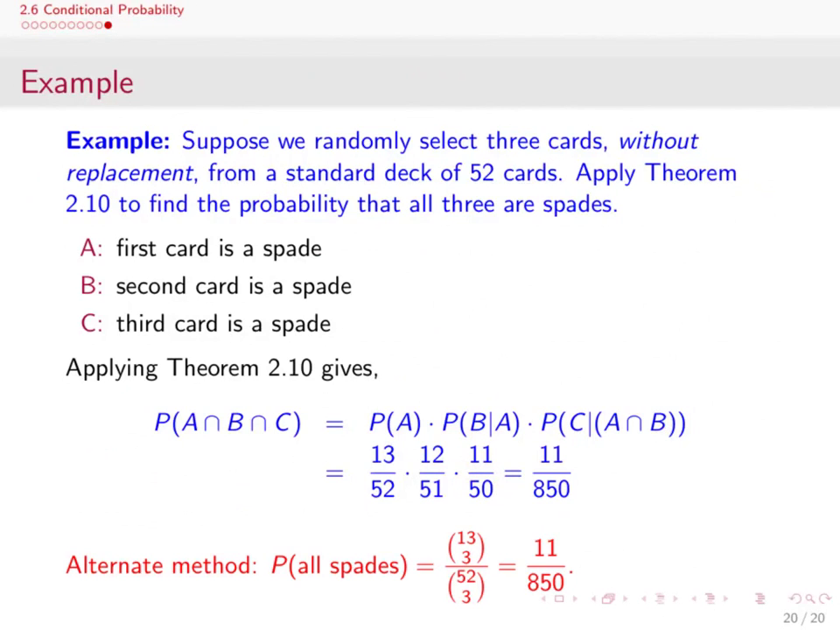Again, it's worth knowing that we could use an alternate method for this problem, the probability that all 3 cards are spades. We could use combinations. There are 13 choose 3 ways to select 3 out of the 13 spades, and there are 52 choose 3 ways to select 3 cards from 52. That, if we do the computation, leads us to the same probability of 11 over 850. And this concludes our discussion of conditional probability.